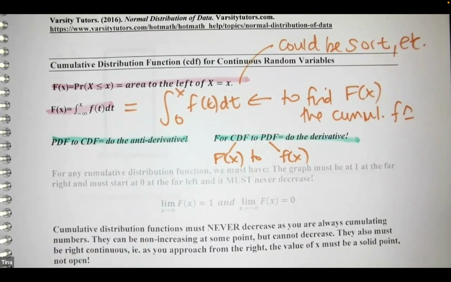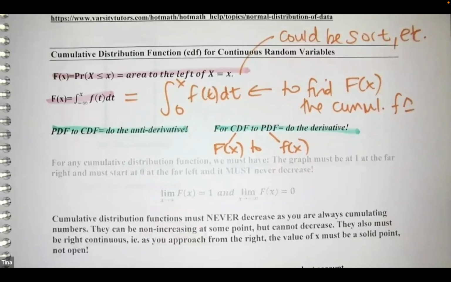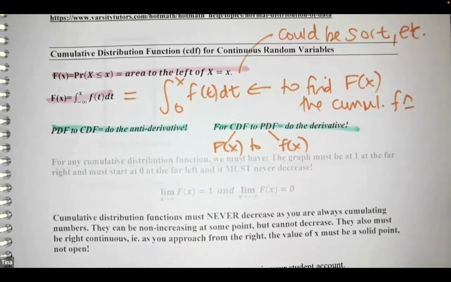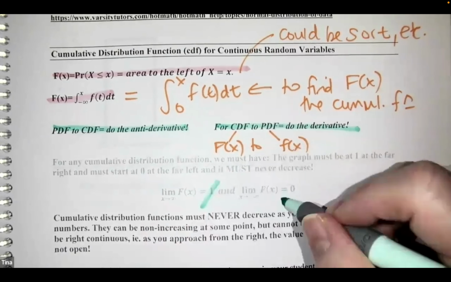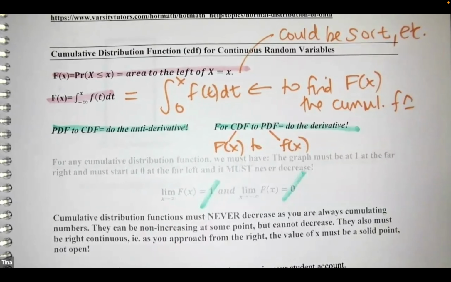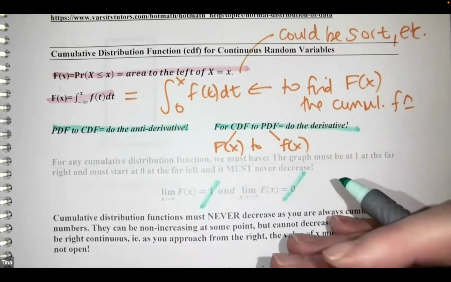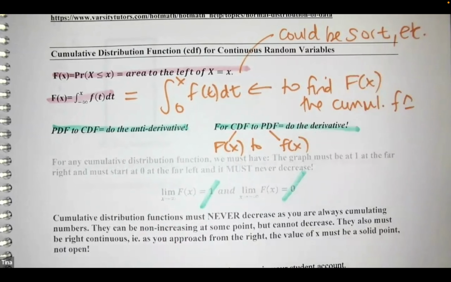Now, for any cumulative distribution function, if you take the limit at the far right, as x approaches plus infinity, it's going to be 1. The limit at the far left, as you approach negative infinity, is going to be 0. Okay, and so the graph has to start at 0 and keep going up until you eventually get to 1.